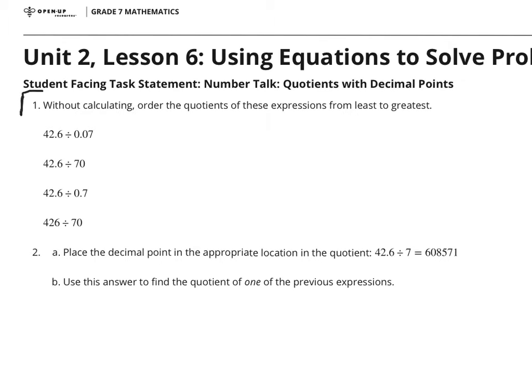I want you to do this first problem in your book. This is called the number talk, and we're talking about quotients with decimal points without calculating anything. Put these numbers in order from least to greatest. So no calculator, just kind of do that in your brain. So pause here, take care of that.